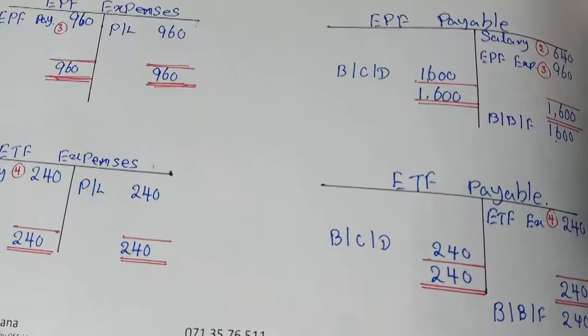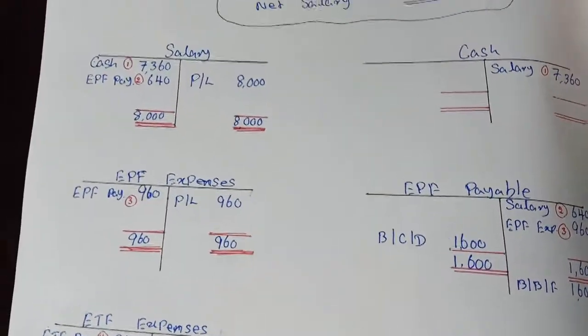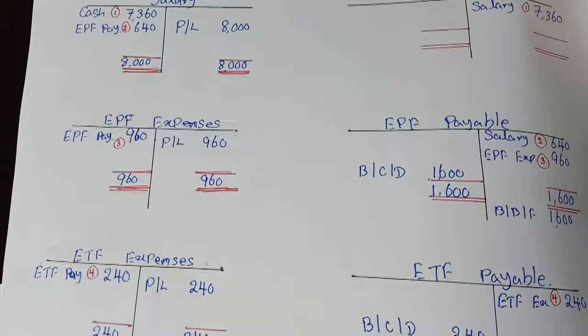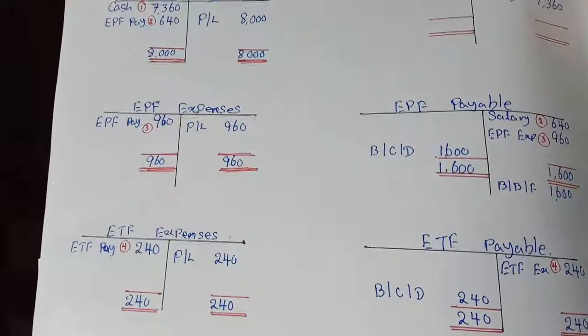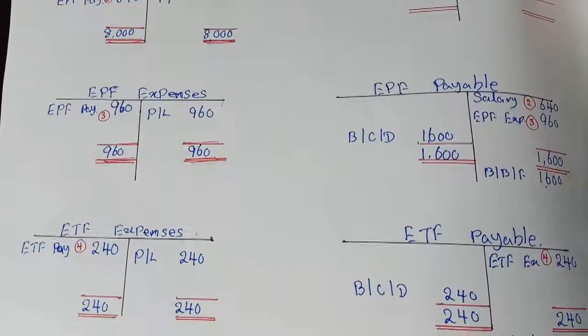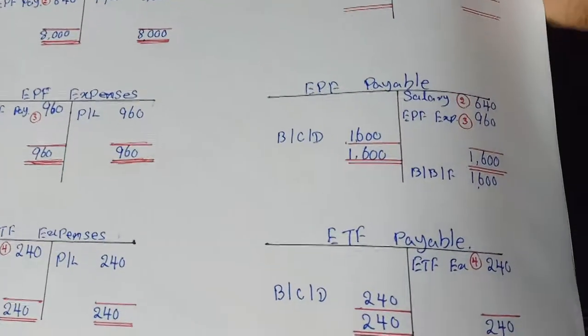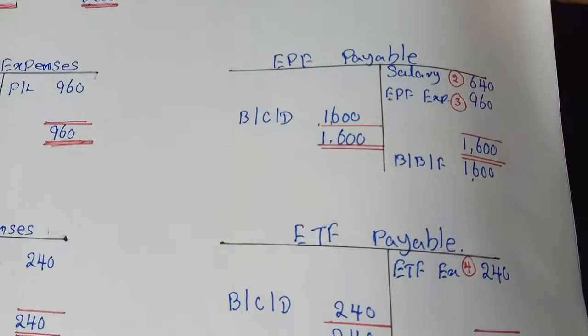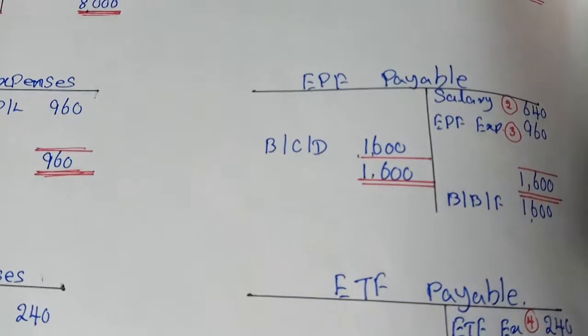There are 4 steps that should be applied. Right now, there are 3 expenses: salary, EPF expense as well as ETF expense. All the expense accounts should be closed to profit and loss. And EPF payable and ETF payable, those are liability accounts, should be carried down.